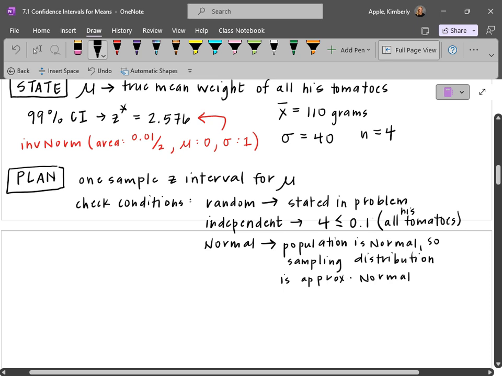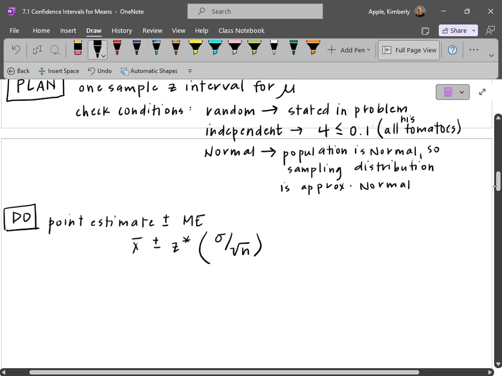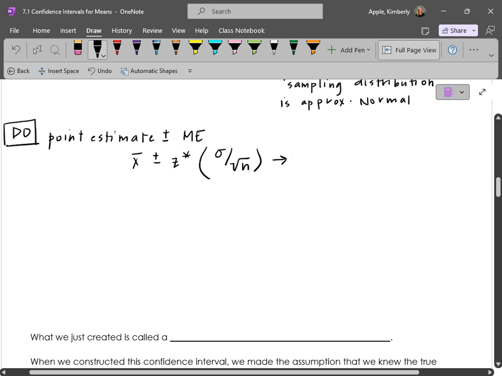Okay, so now that we've checked all our conditions, we've named our procedure, now we're ready to actually do something. The general formula we're looking at here, I'm trying to construct a confidence interval, so this is going to be point estimate plus or minus the margin of error. Specific formula: x bar plus or minus z star times sigma divided by the square root of n. And then we'll just start plugging in those things that we've already done. 110 plus or minus, our z star was 2.576, population standard deviation 40 divided by the square root of the sample size 4. And so that's going to give me an interval of 58.48 to 161.52.